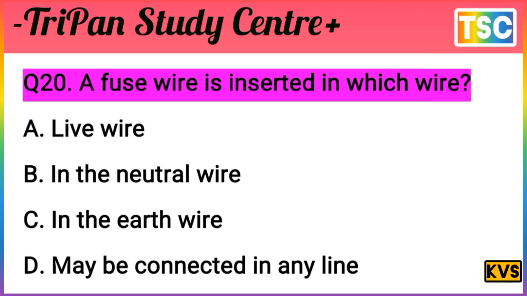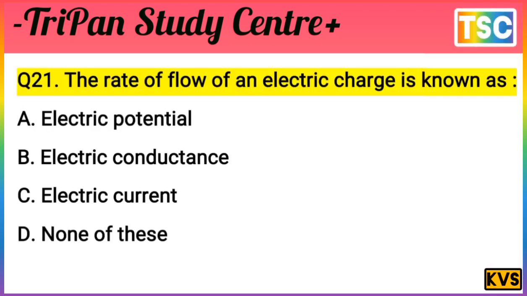Let's see the next question on your screen. The rate of flow of electrical charge is known as: A, electrical potential; B, electrical conductance; C, electrical current; D, none of these. The question is clear here. The rate of flow of electrical charge is known as what?